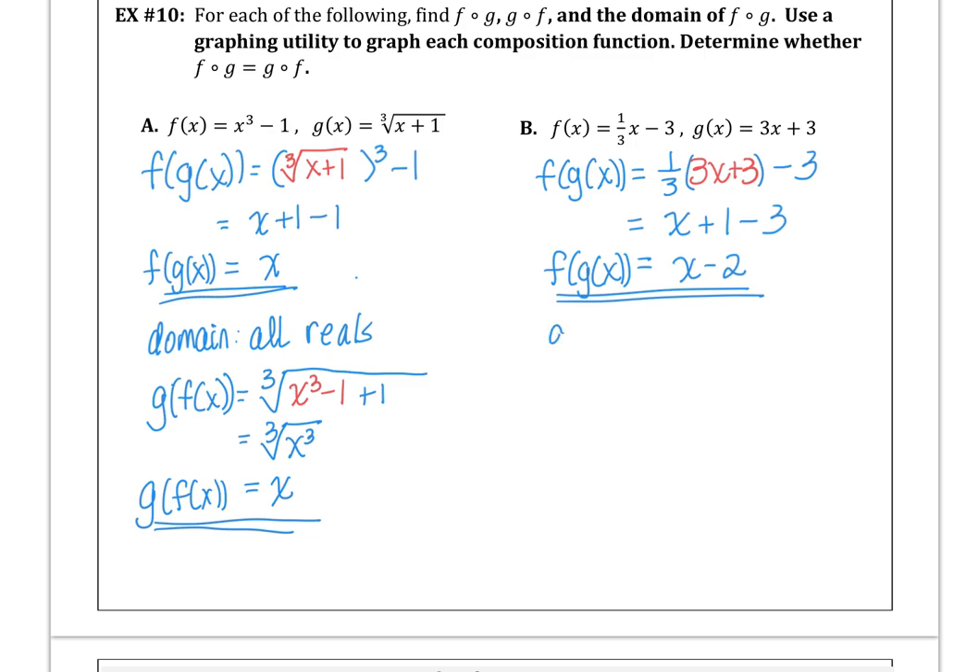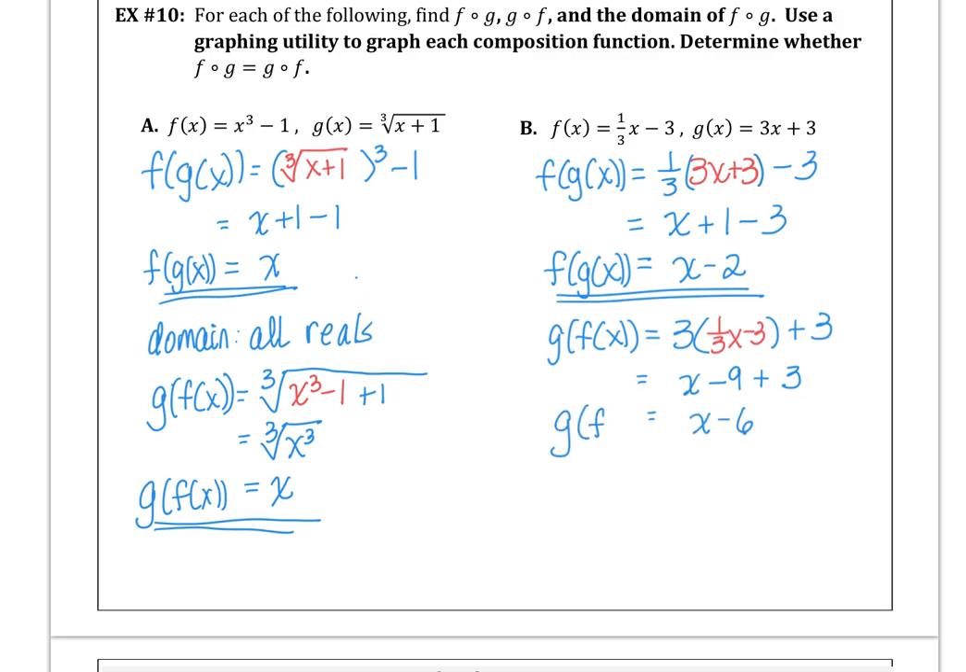And then the g of f of x for part B. g of x is 3x plus 3. We're substituting f, which is 1/3 x minus 3, then distributing 3 times 1/3 x and 3 times negative 3, plus 3. 3 times negative 3 is negative 9. x minus 9 plus 3 is x minus 6.